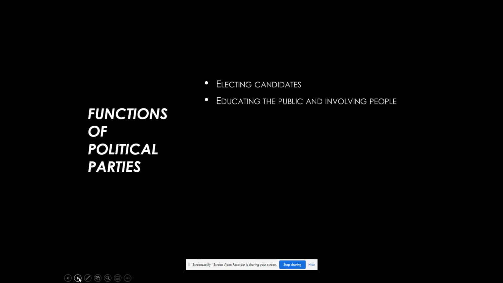Educating the public and involving people is a big one as well. And I think parties do a good job of this. A lot of the information we learn about in terms of government and politics and the candidates, it's all coming from the political parties. A lot of the commercials you see on television, a lot of the mailers, and heck, if you want to get involved in an election, guaranteed the political parties say, come on in. We will give you something to do.